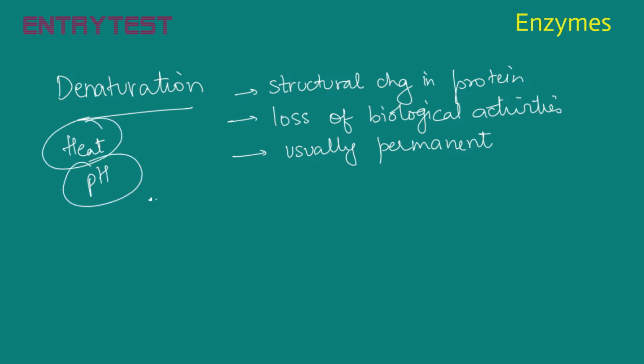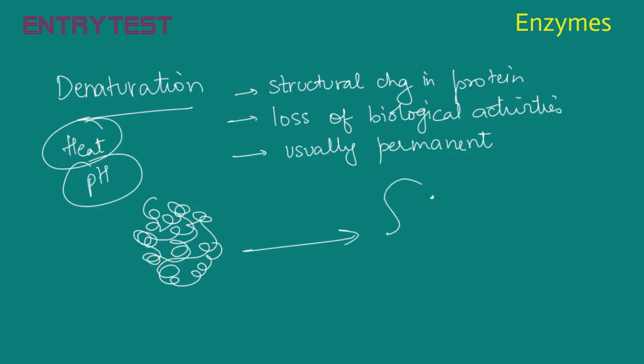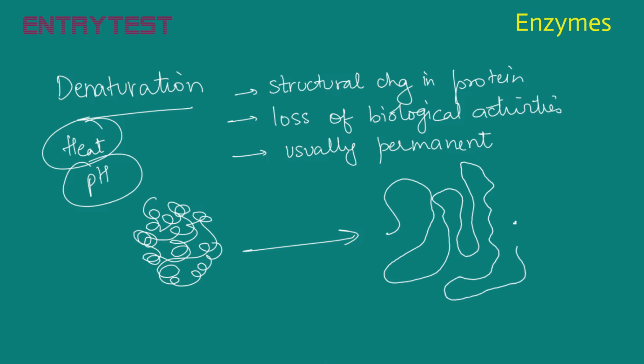So let's suppose a functional protein is coiled like this. So this would be a functional protein. When it becomes denatured, it becomes like this. So it cannot perform its functions in a proper manner. That is what denaturation looks like.